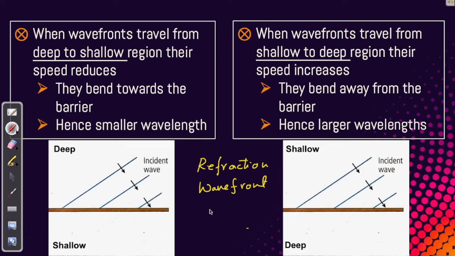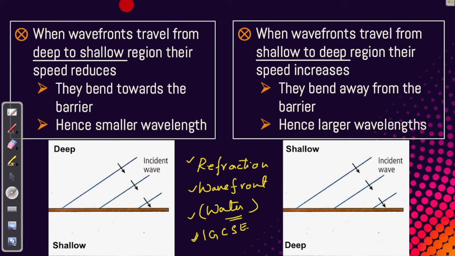What kind of wavefronts? We'll focus on water waves. So we are focusing on water waves. That's part of your IGCSE syllabus. So we'll stay focused on the refraction of wavefronts of just water here, which is a part of your IGCSE. Some things are very important for you to understand.